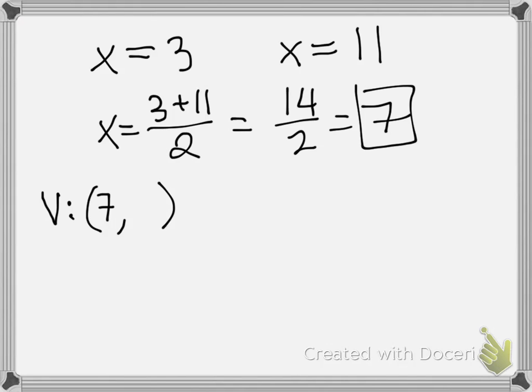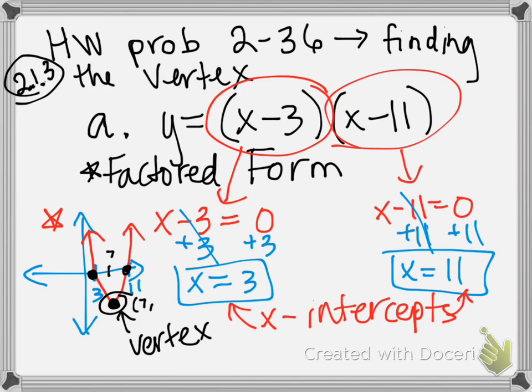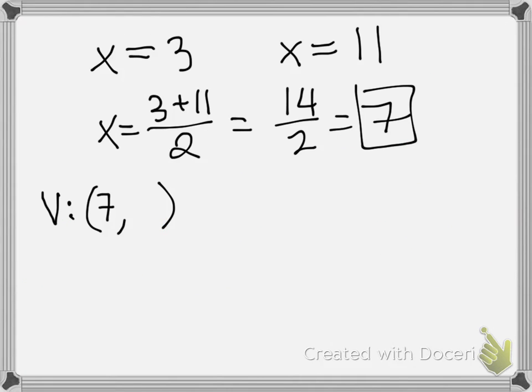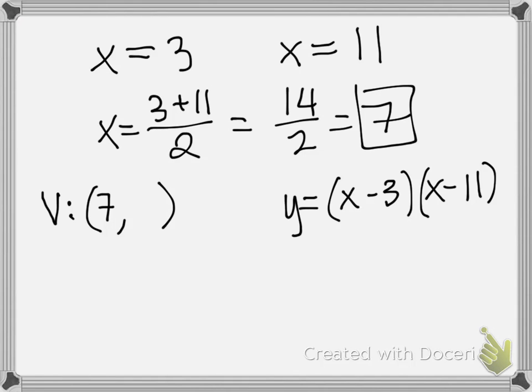What you can do is go back to your original equation, which was y equals x minus 3, x minus 11. Let me rewrite that for you. y equals x minus 3, x minus 11. Now I know that I want to find my y value when my x value is 7. So right here, I'm going to substitute a 7 in for my x's. Actually, I'm just going to erase since I can.